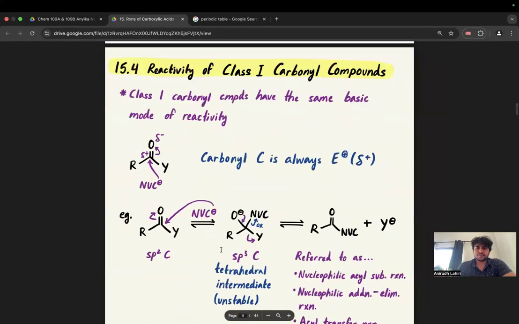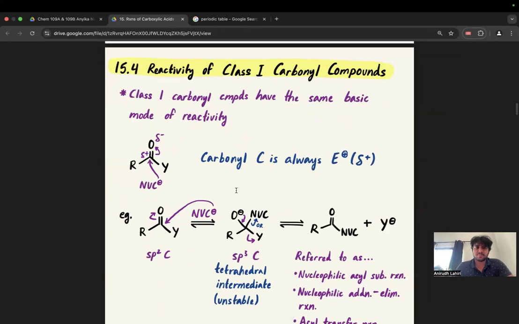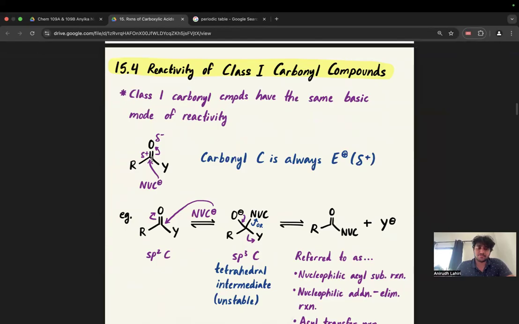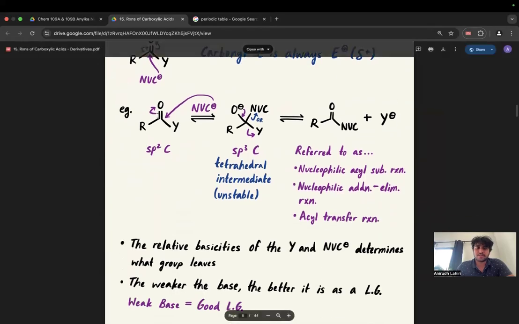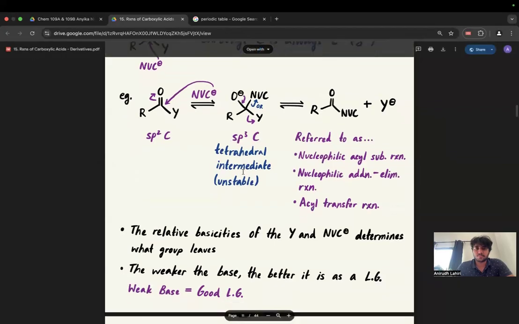Reactivity of class 1 carbonyls. Class 1 carbonyls have approximately the same basic mode of reactivity. A nucleophile attacks the electrophilic position, the C double bond O, a polar covalent bond with a partial negative and a partial positive. The nucleophile attacks here and kicks up the electrons. The electrons then come down and kick off the Y group. Sometimes we'll have protonation steps in the middle, depending on what this Y group is.